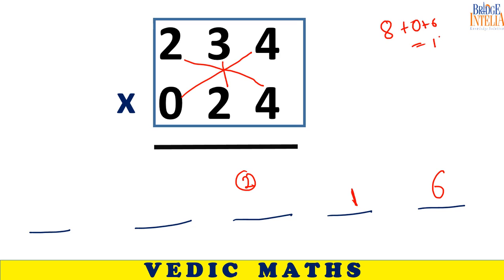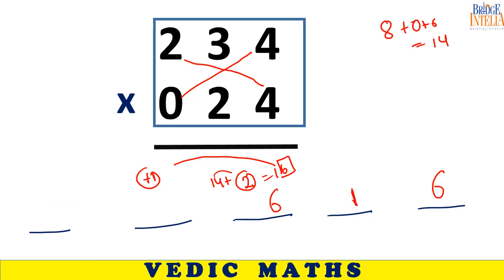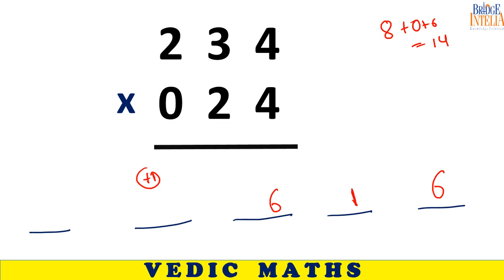So 8 plus 6 is equal to 14. And this 2 is already carried forwarded. So 14 plus 2 is equal to 16. So out of 16, you can write only 6 here and transfer the remaining 1 as carry forward. Now we have found out the cross connection product in this position. So it's time for us to move the box forward. So let's move the box forward.